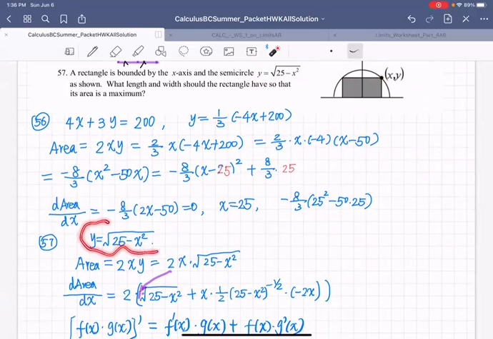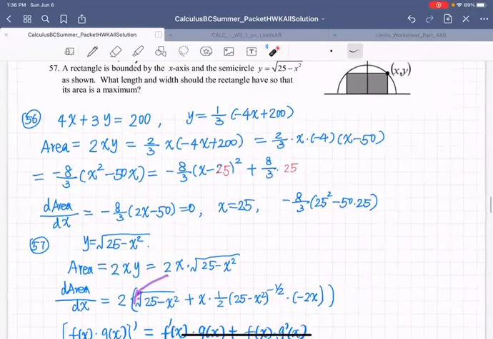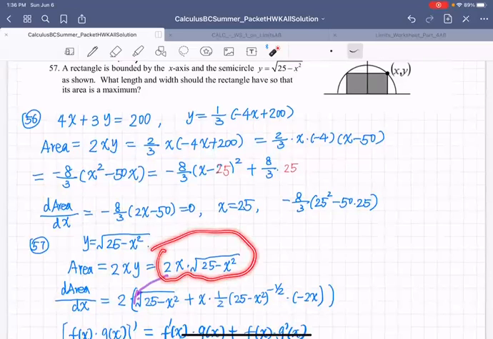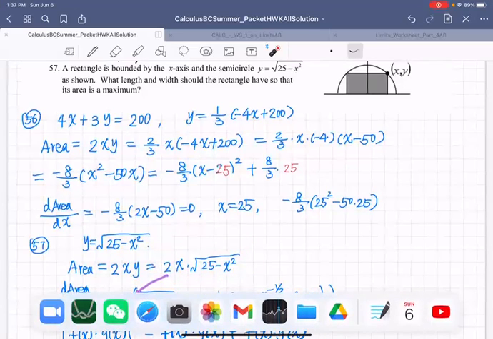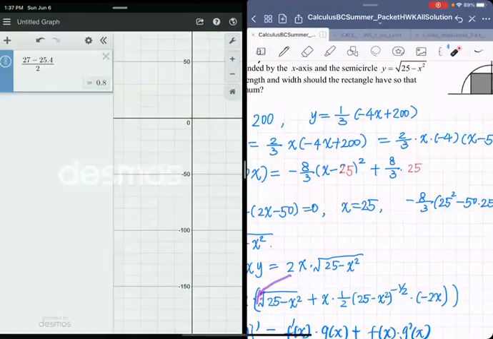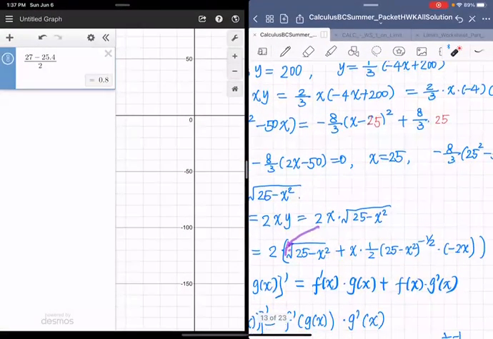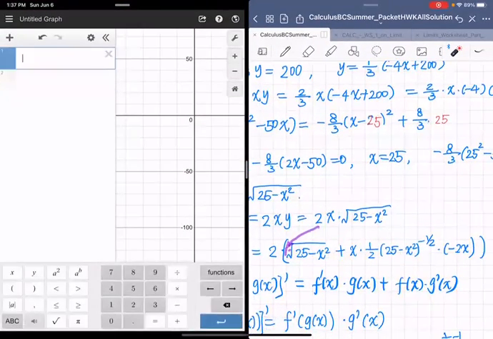Now you have the y. You can just make this go in here. And to find the area's maximum value, you can just plug this into any kind of graphing calculator. So what you do here, you just type in 2x times the square root of 25 minus x squared. All right.